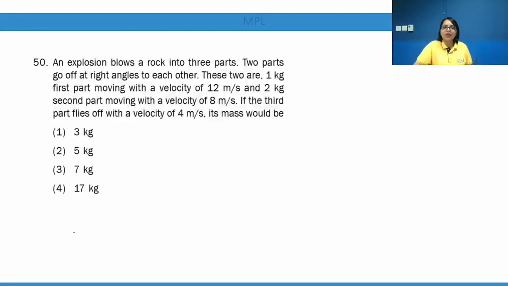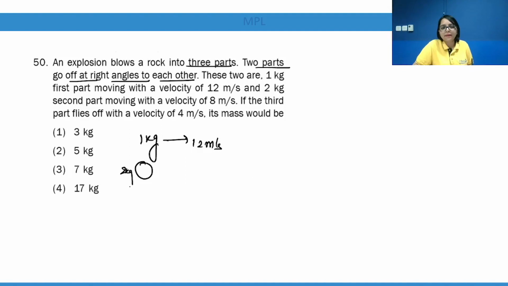Question number 50. An explosion blows a rock into 3 parts. 2 parts go off at right angles to each other. These 2 are 1 kilogram with 12 meter per second, 2 kilogram which is moving with 8 meter per second, and the third part flies off with a velocity of 4 meter per second. Its mass would be, so basically initial momentum of the rock is 0, right? So final momentum should be 0.